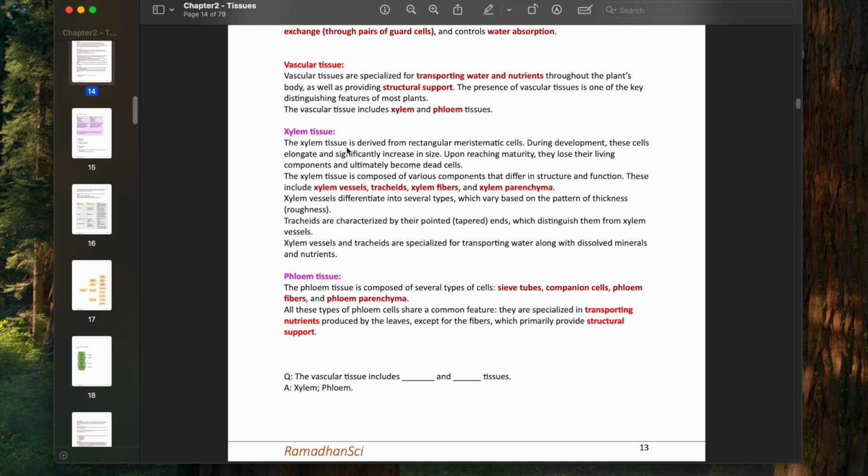Generally speaking, we should know that the vascular tissue is going to divide into two types of tissues. We're going to have the xylem tissue and the phloem tissue. The vascular tissue's function in general is transporting water and nutrients throughout the plant's body, as well as providing structural support. So transport and support, that is the main function of the vascular tissue.